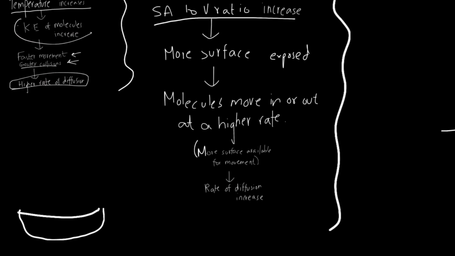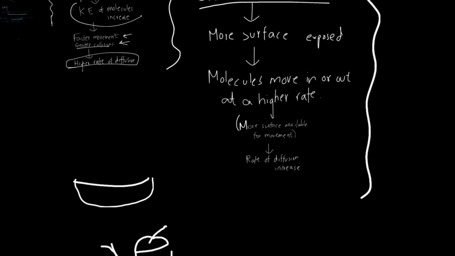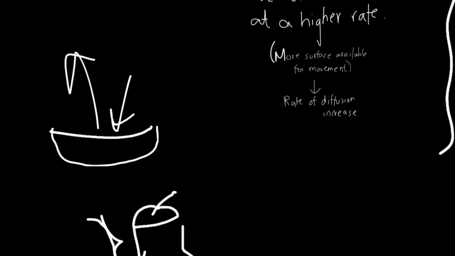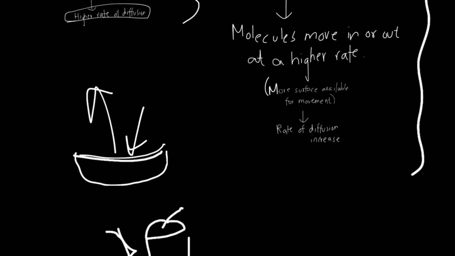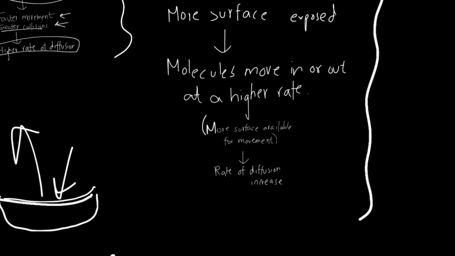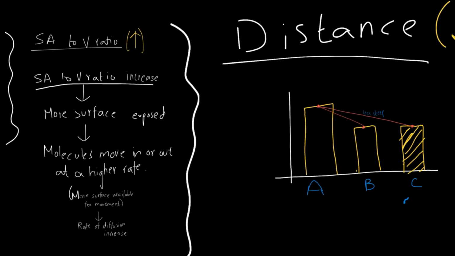So as a result, more surface is exposed, and molecules can move in or out at a higher rate. Because more surface is available, the rate of diffusion increases, because more molecules move in or out at a certain point in a certain unit of time.